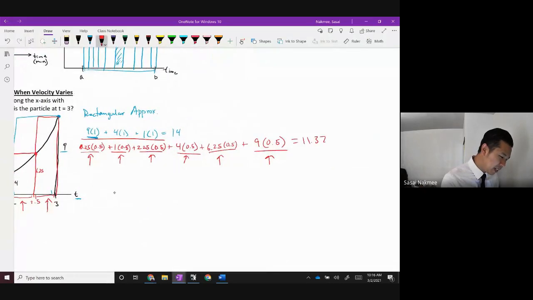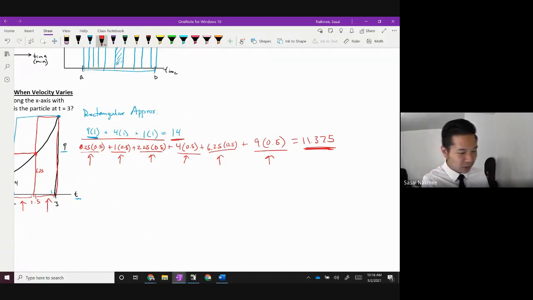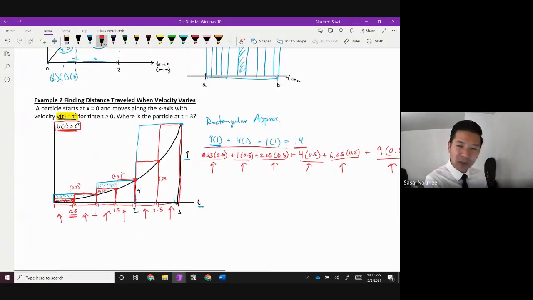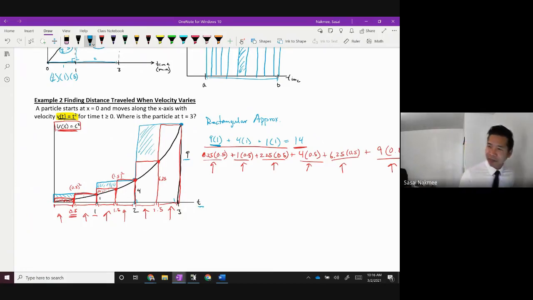And I'm hoping that kind of makes sense. It's pretty close to that 14, isn't it? But what do you notice? It's smaller than that 14, right? And does it make sense why it's smaller? You're losing out on what? These extra blocks that get cut off. You see it?